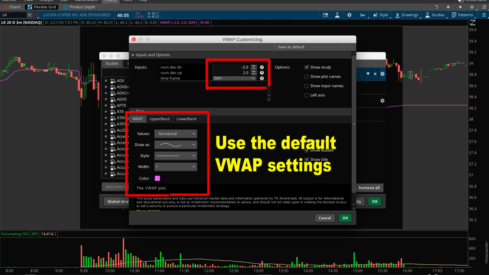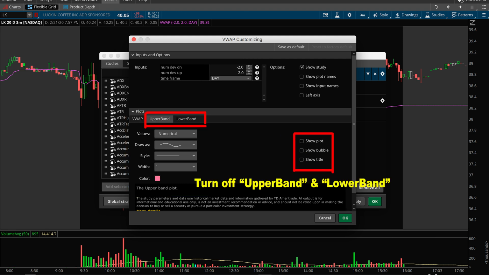So you can add VWAP here in Thinkorswim study settings. Again, just use the default settings. I never try to change any of the numbers up here. You can change the colors if you want in the VWAP tab. Very important though, make sure to turn off upper band and lower band. You just want to use the default VWAP.